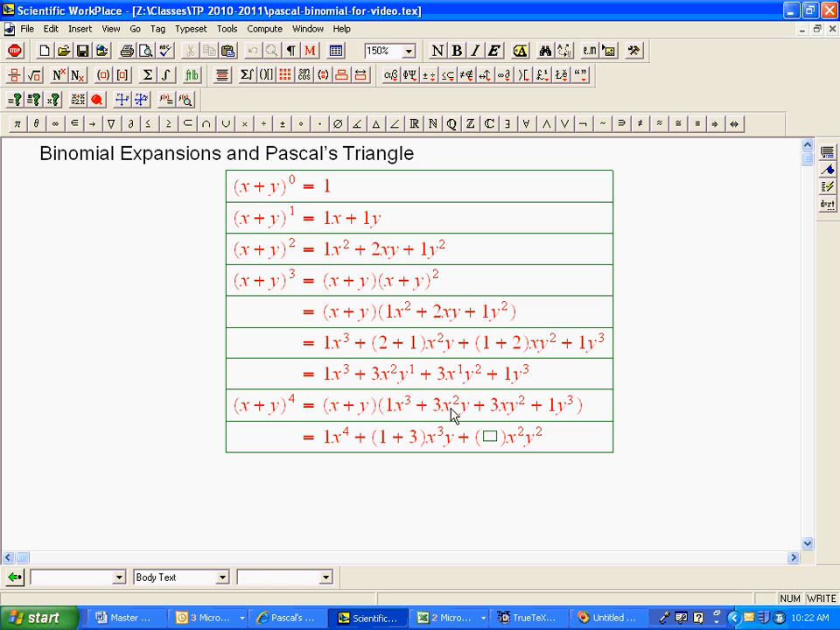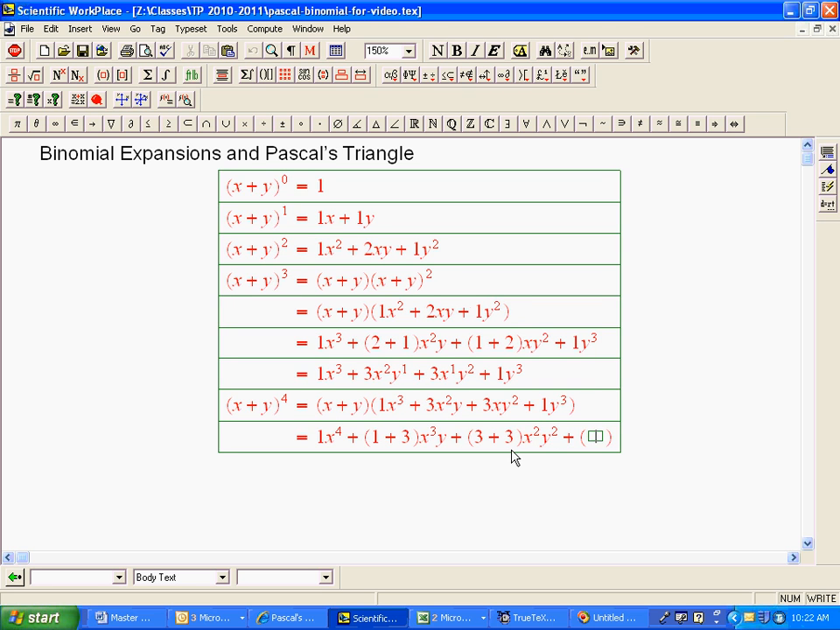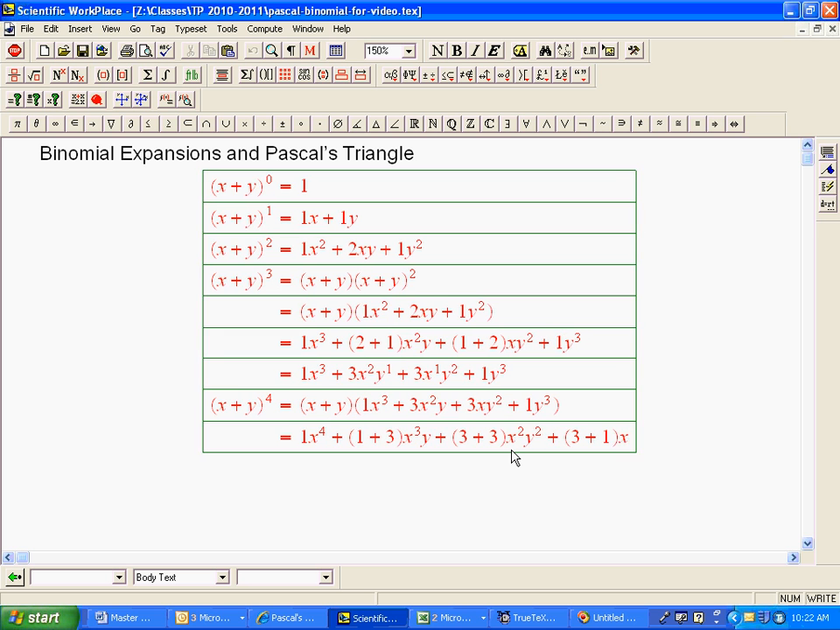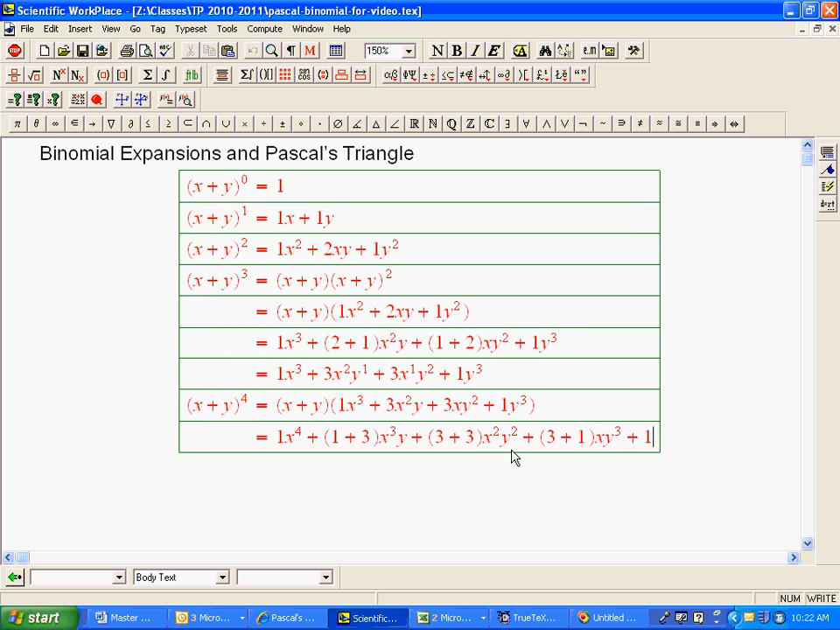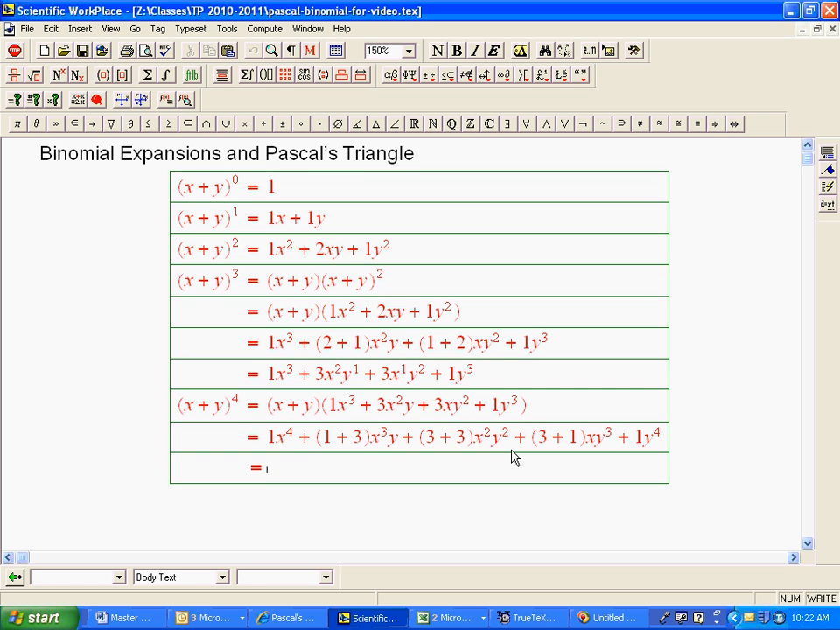Now here, x squared y squared, that could be an x times 3x squared y squared, so that's going to be 3. Or a y times 3x squared y. Aha, 3 plus 3, and that's going to be 6. And then plus 3 plus 1, very similar, xy cubed plus 1y to the 4th. And of course, that's giving us 1x to the 4th plus 4x cubed y, plus 6x squared y squared plus 4xy cubed plus 1y to the 4th. And those are the coefficients there of the 4th row of Pascal's triangle.